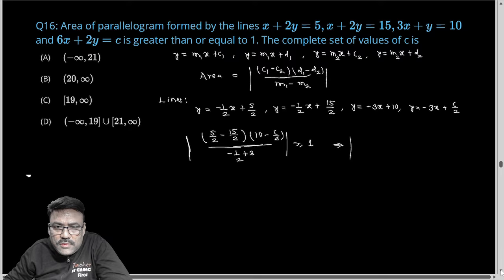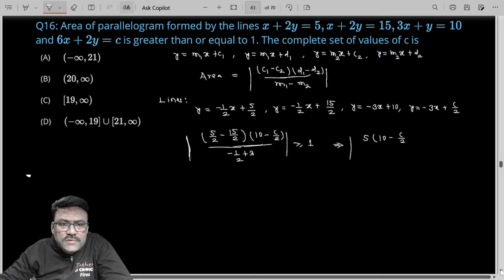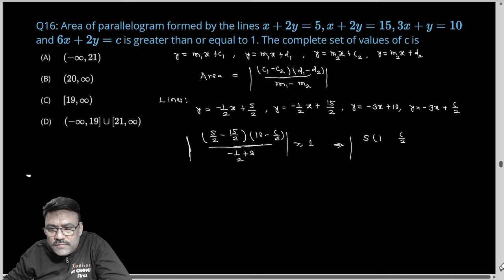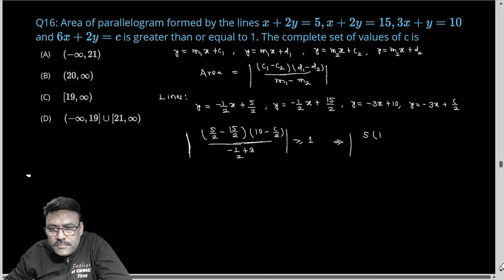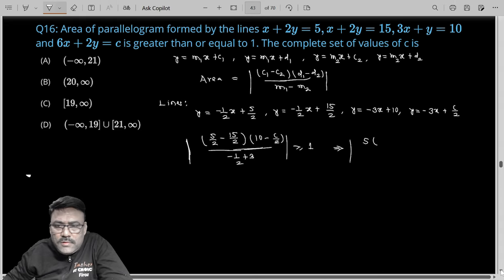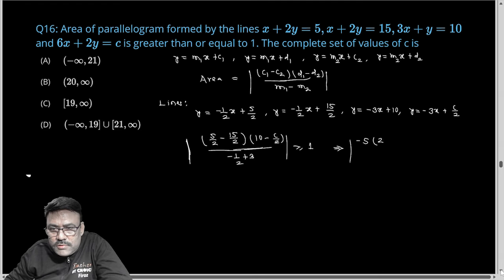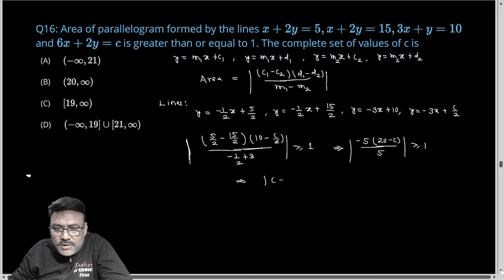Let's solve it. 5 by 2 minus 15 by 2, so it is minus 10 by 2, which is minus 5, or you can say 5. Then 10 minus c by 2, or you can write it as 20 minus c by 2. You have 5, 20 minus c in the numerator. And in the denominator, you have 5 by 2, 2 is cancelled, so 5. It is greater than or equal to 1. So ultimately, I am getting mod c minus 20 greater than or equal to 1.